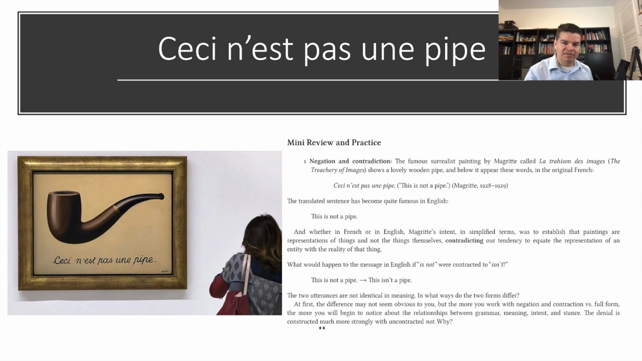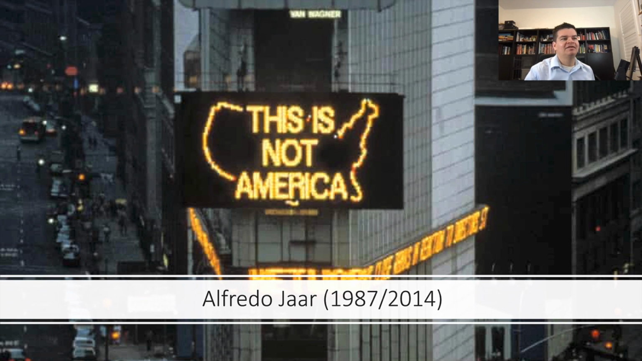Building on that, Alfredo Har created this display in Times Square. He did it initially in 1987, and he did it again in 2014 when Trump was getting ready to become a presidential candidate, right? And it shows a map of the United States of America, and it says, "This is not America."